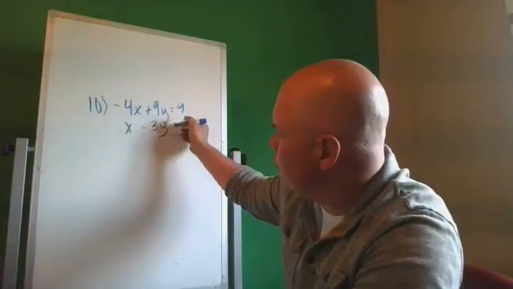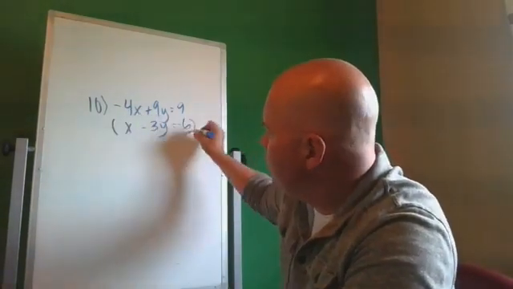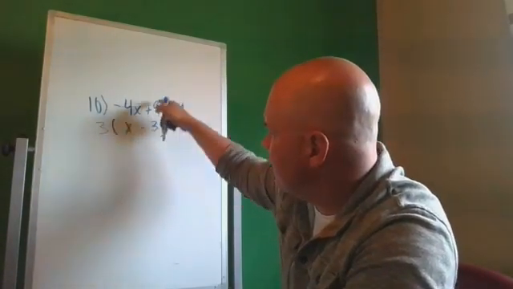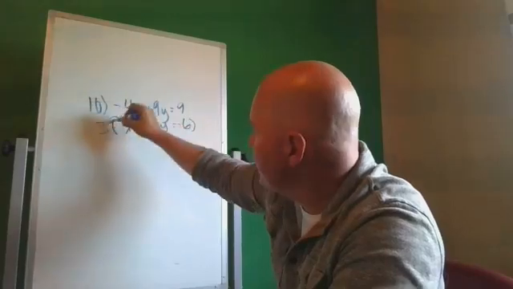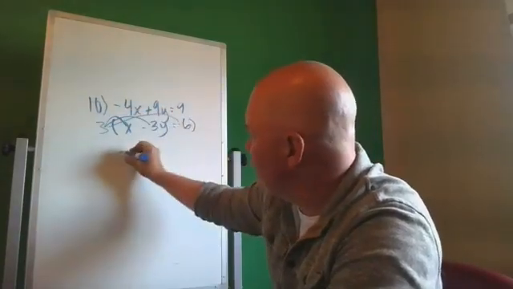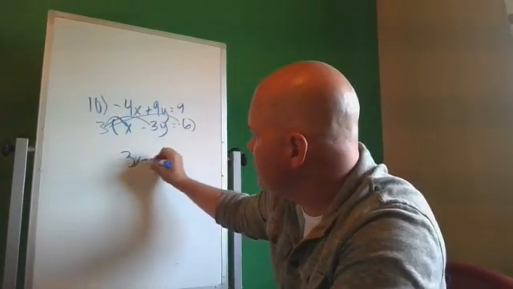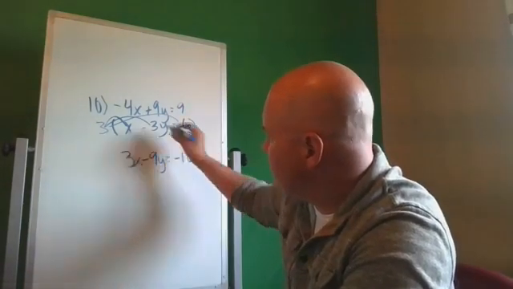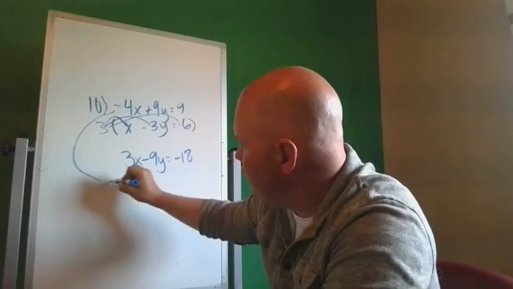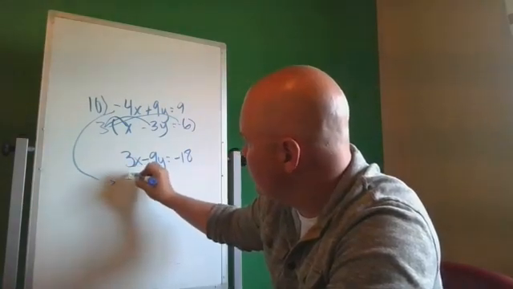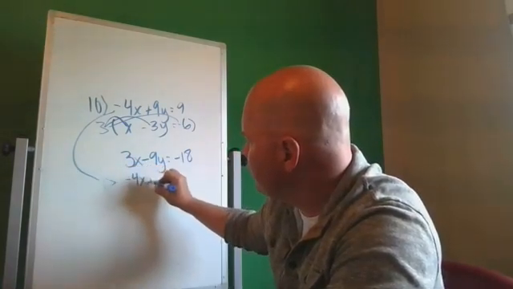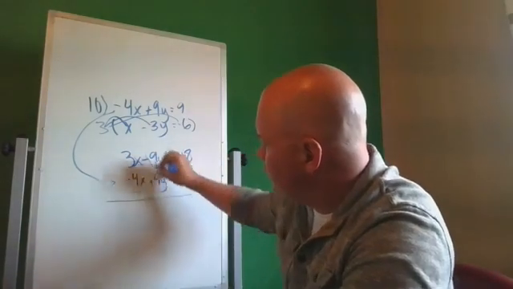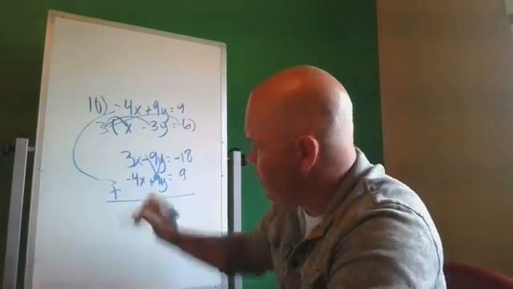I'll probably multiply the bottom by a positive 3, because then that'll make that a negative 9, which will cancel it. So I'll bring everything in, and I'm left with 3x minus 9y equals negative 18. I'm going to pull this equation back down. Negative 4x plus 9y equals 9. Those cancel.